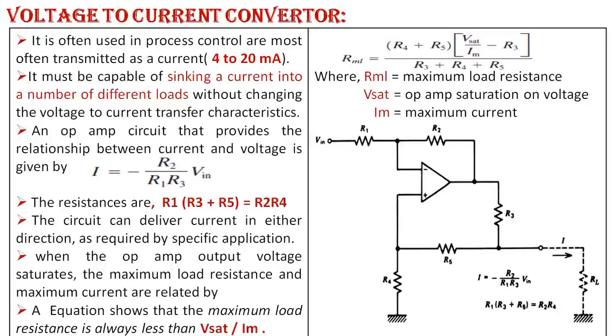So RML is equal to R4 plus R5 bracket V saturation upon I minus R3 upon R2 plus R4 plus R5. RML is the maximum load resistance. Vsat is the op-amp saturation voltage. Im is the maximum current. So that diagram shows how to convert voltage to current by using an op-amp.